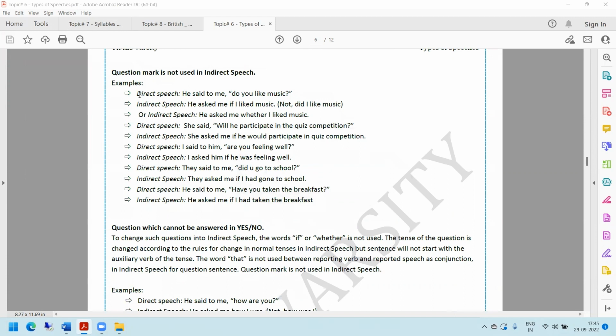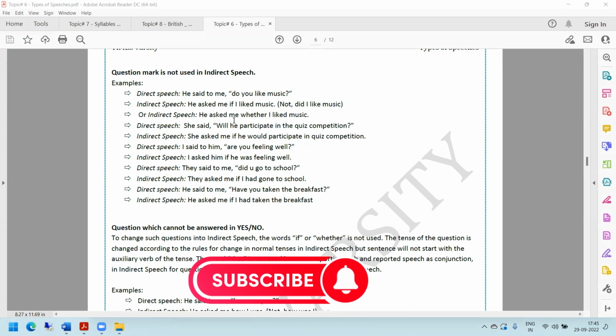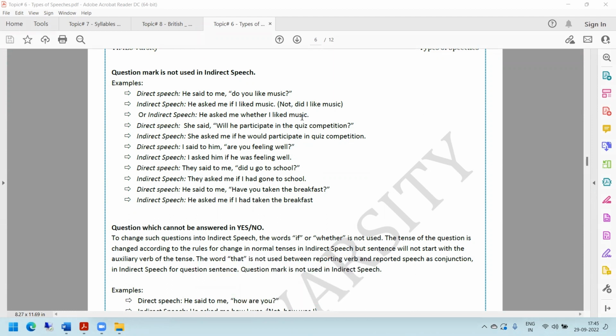Can you see here? Direct speech: He said to me, do you like music? Indirect speech of this one: He asked me if I liked music. Or in another way, we can say, he asked me whether I liked music. Direct speech: He said, will he participate in the quiz competition? Indirect speech of this one: She asked me if he would participate in the quiz competition.